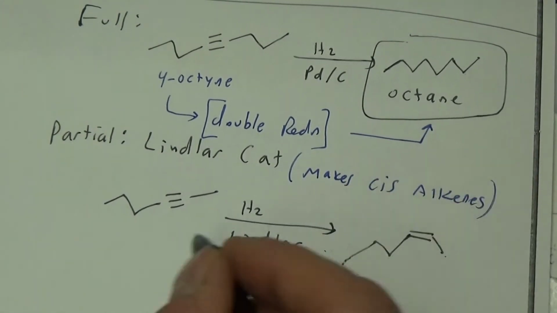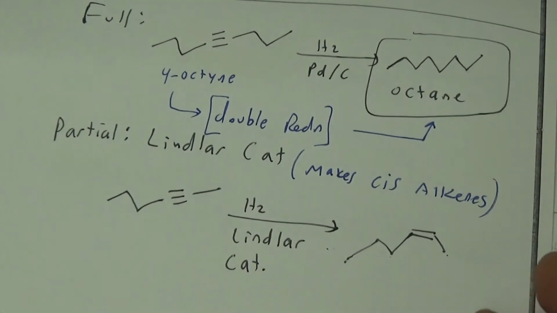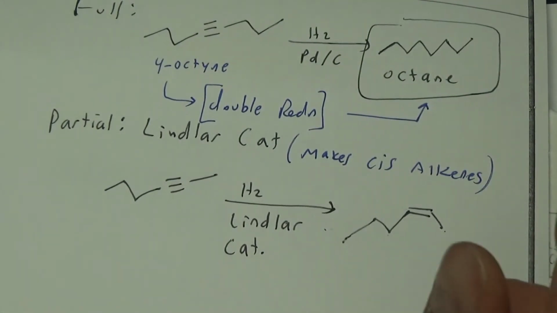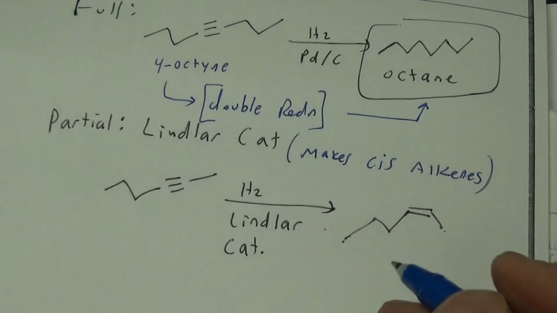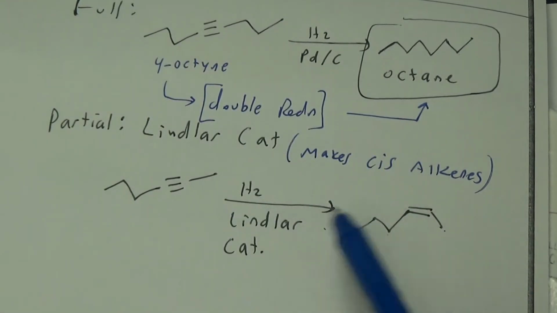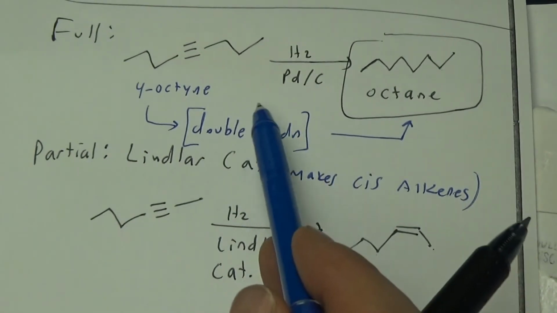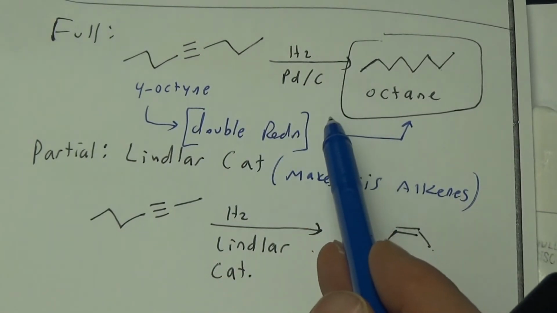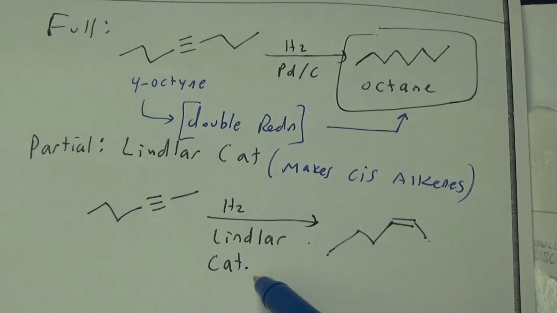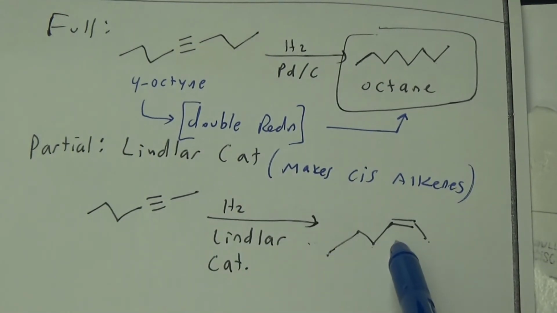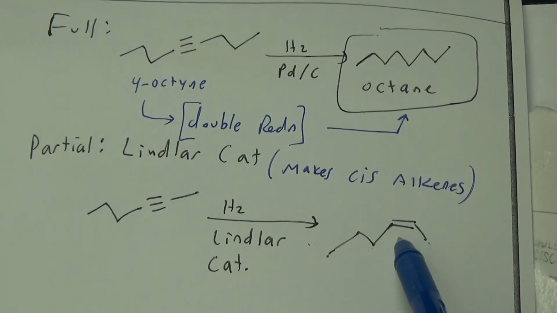Okay. C6 in, C6 out. Okay? And I'll explain the mechanism, but it's essentially identical to the top mechanism, this H2 palladium style reduction, with the only difference being that this just stops halfway at the cis alkene.